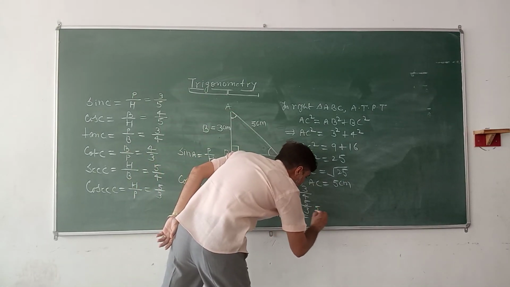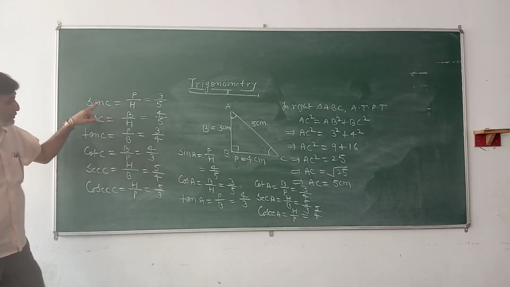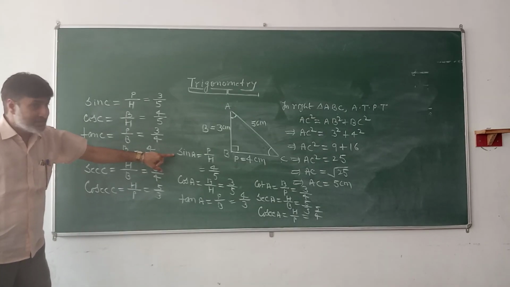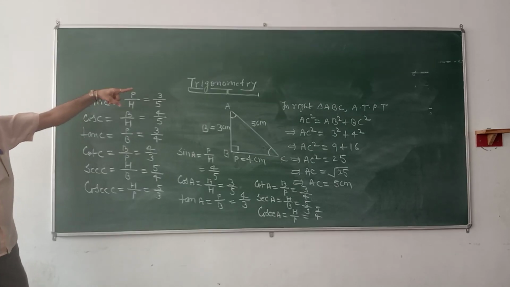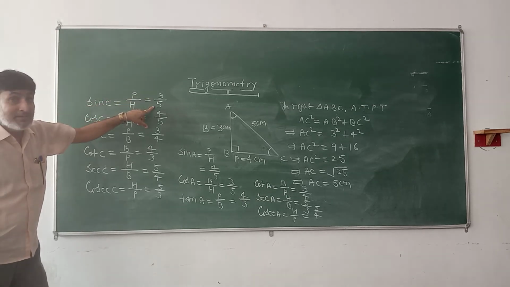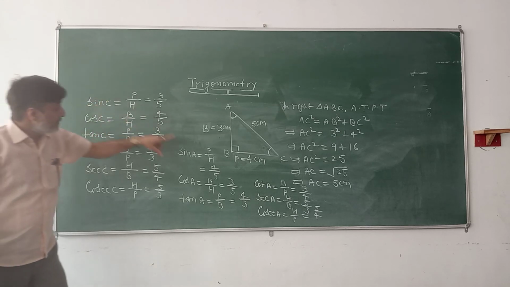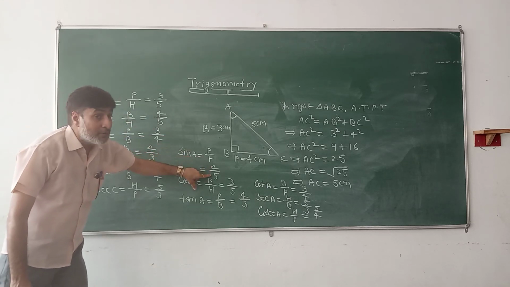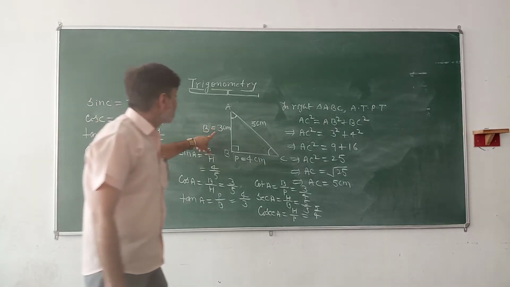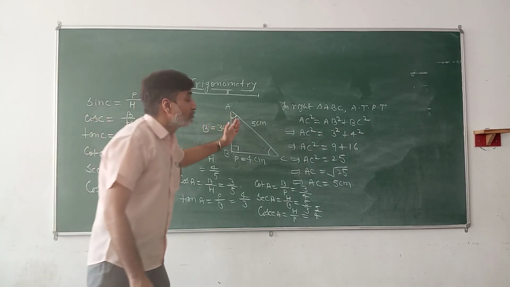the reciprocal of sine with respect to angle A, and that becomes 5 by 4. So students, here we can see that the value of sine may change with respect to the assumed angle. The value of sine with respect to angle C is 3 by 5, but the value of the same ratio, sine with respect to angle A, becomes 4 by 5, since base and perpendicular are interchanged with respect to the assumed angle.